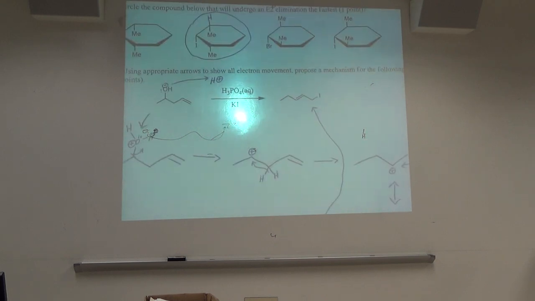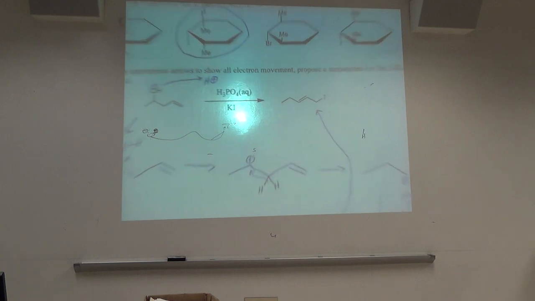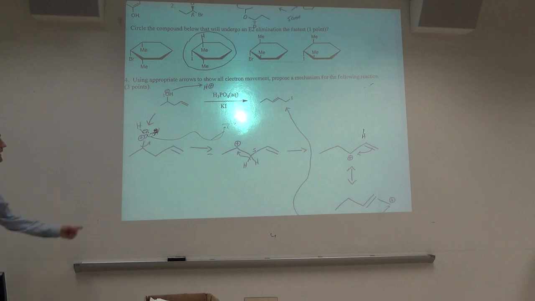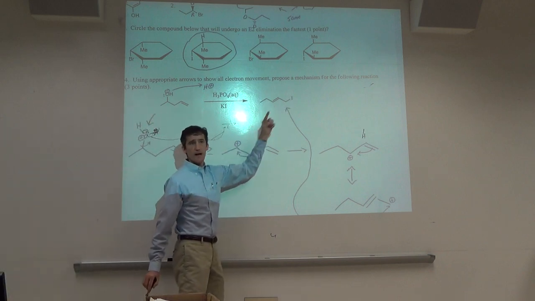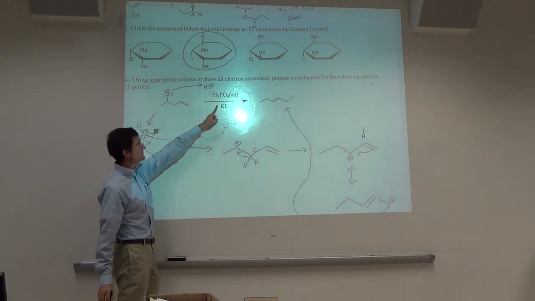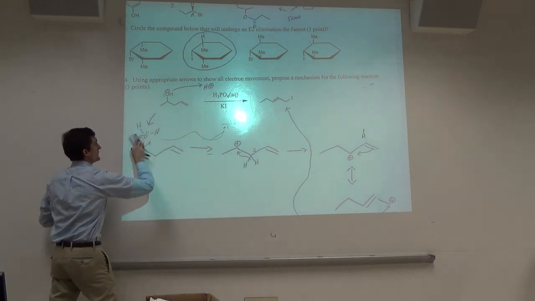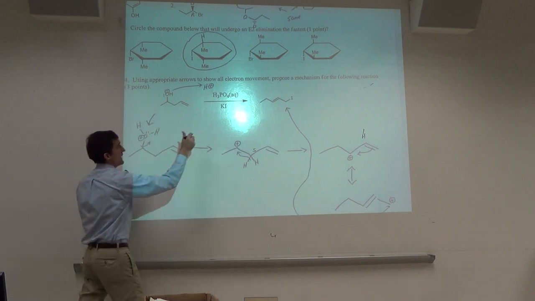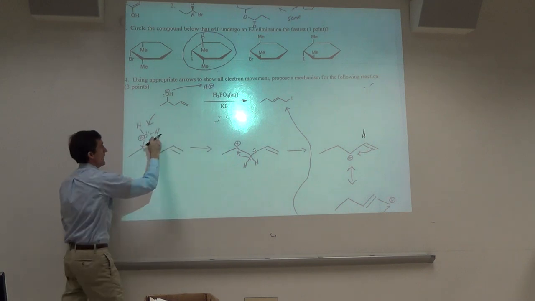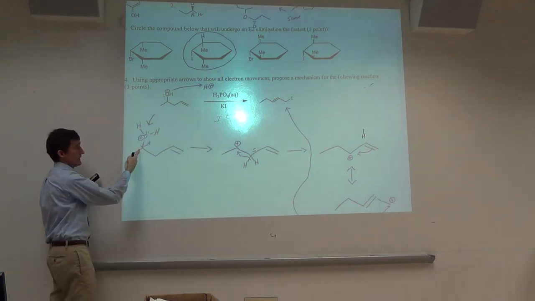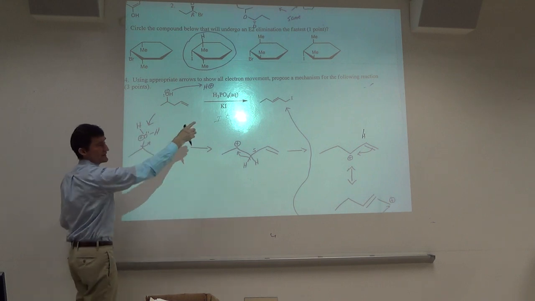Using appropriate arrows, show the mechanism. It looks like the OH has left the building. Everybody agree the OH has left? How do you make OH a good leaving group? Protonated. Do we have any strong acid available? Yes, phosphoric acid. We can protonate the OH. We have I minus here. I minus can attack and kick that off. But then we would have I here. That would not be that product over there.